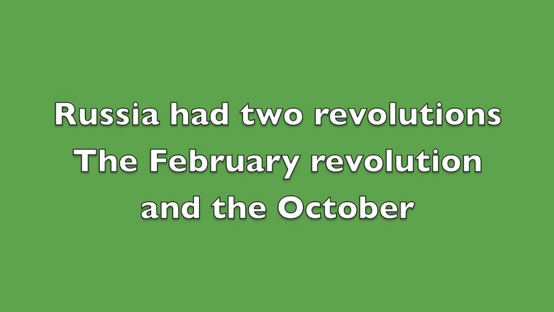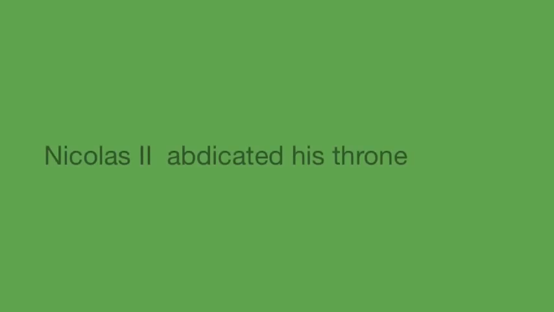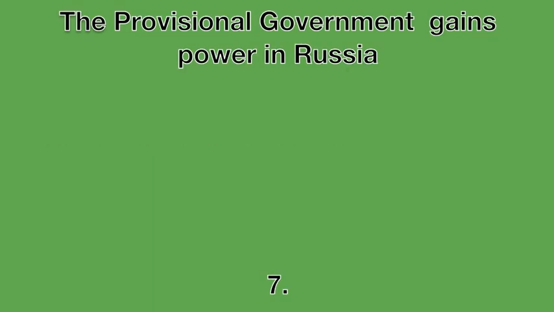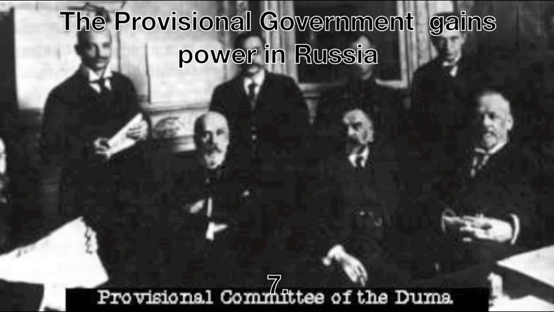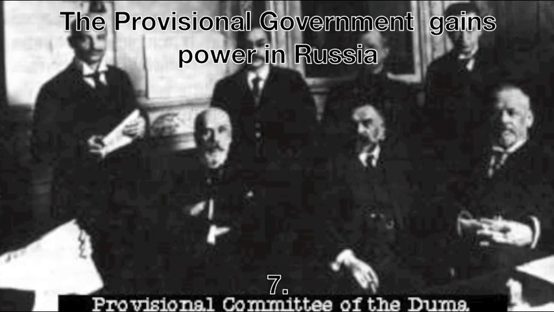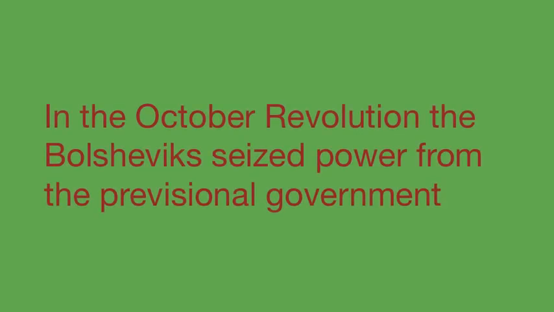In 1917, Russia went through two revolutions. In February, the Tsar abdicated his throne and the provisional government took over. In October, the Bolsheviks overthrew the provisional government.